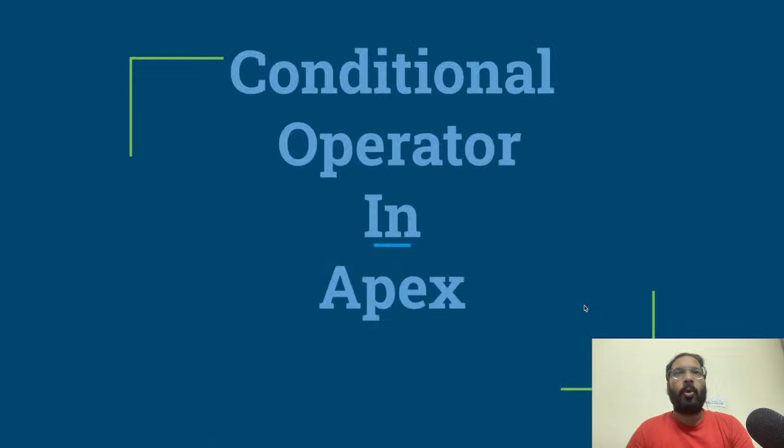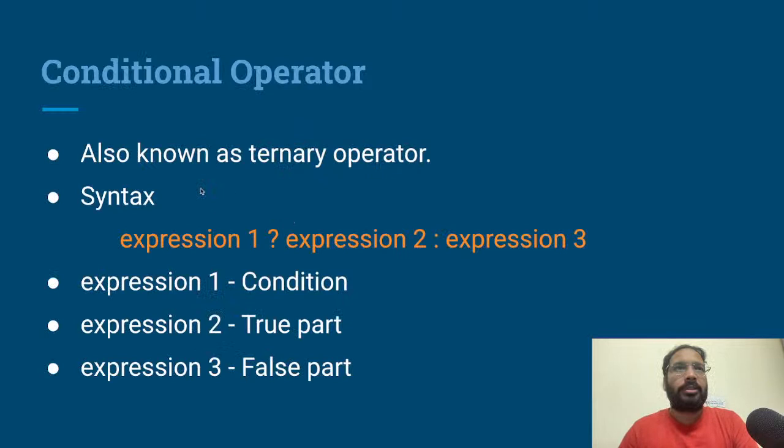As I told you in yesterday's session, today I will first cover the conditional operator, and then we'll focus on loops. The conditional operator is also known as the ternary operator. It is similar to an if-else condition. Here is the syntax: expression one, then a question mark, then expression two, then a colon, then expression three. Expression one is the condition, expression two is the true part, and expression three is the false part.